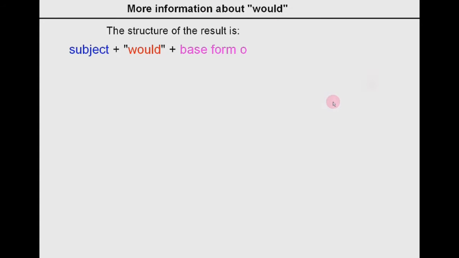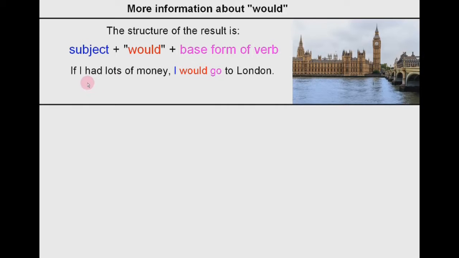Let's look at would. So the result. Let's look at the result part of the sentence. And the structure is the subject, would, and then the base form of the verb. So here is an example. If I had lots of money, I would go to London. So I is the subject, then we say would, and then go is the base form of the verb. So this is the result. I would go to London.